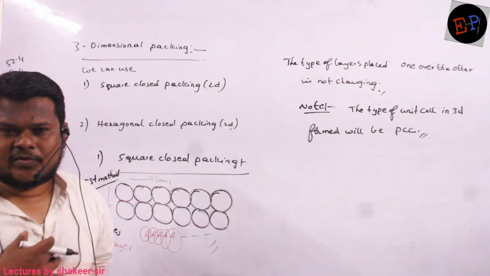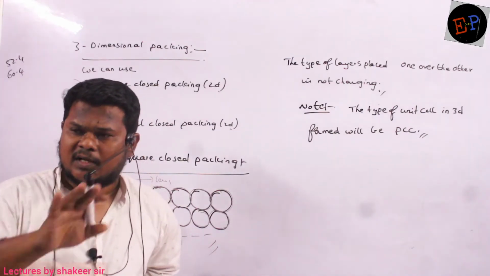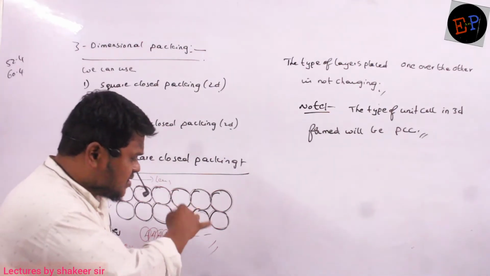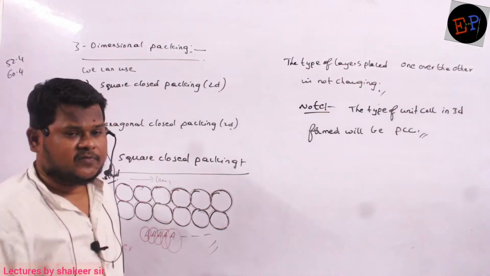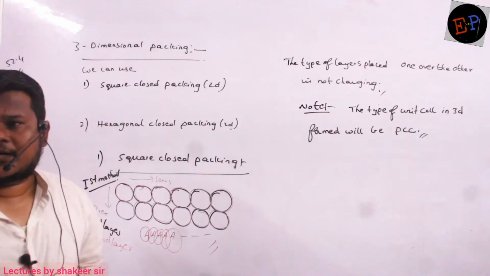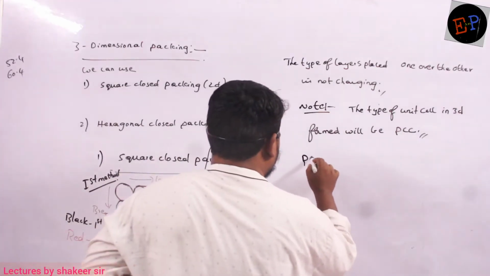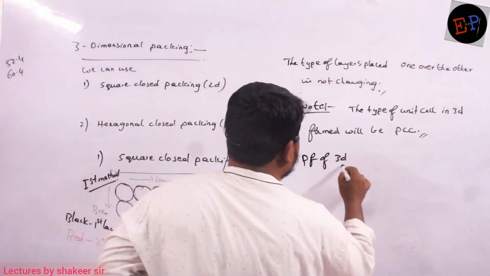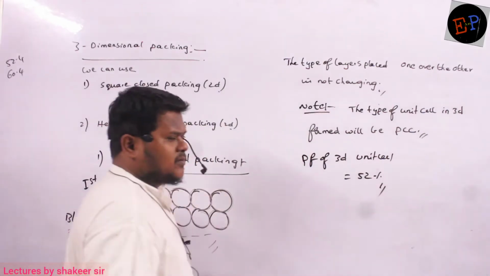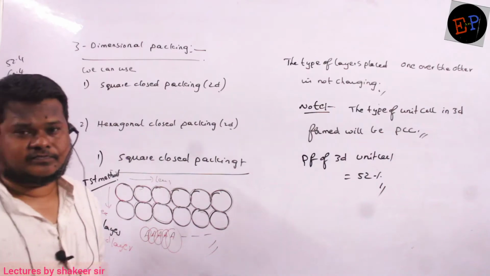And what is meant by primitive cubic cell? Atoms are present only at the corners. Atoms are not present at the center also. Atoms are not present at the face also. They are not present at the edges also. So if this type of arrangement we are placing, then the type of unit cell formed is PCC. And what is the packing fraction of PCC? Packing fraction of PCC is how much? 52%. Okay? So packing fraction of 3D unit cell is 52%. Why is it 52%? Because here the type of unit cell formed is PCC only. No? Are you able to understand?